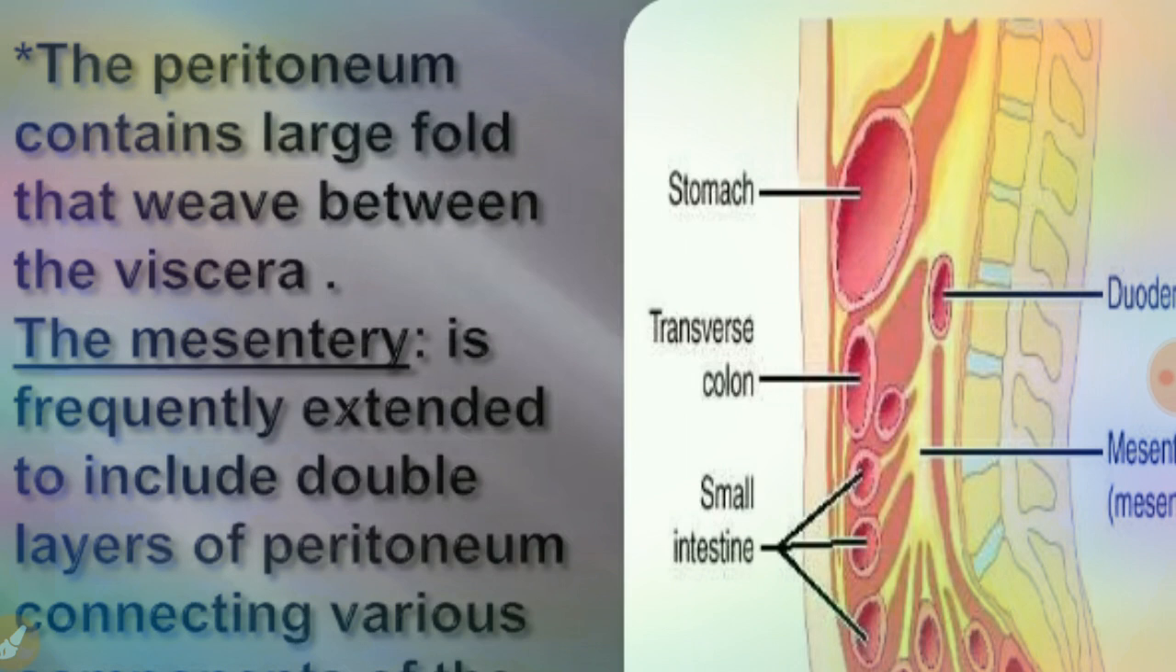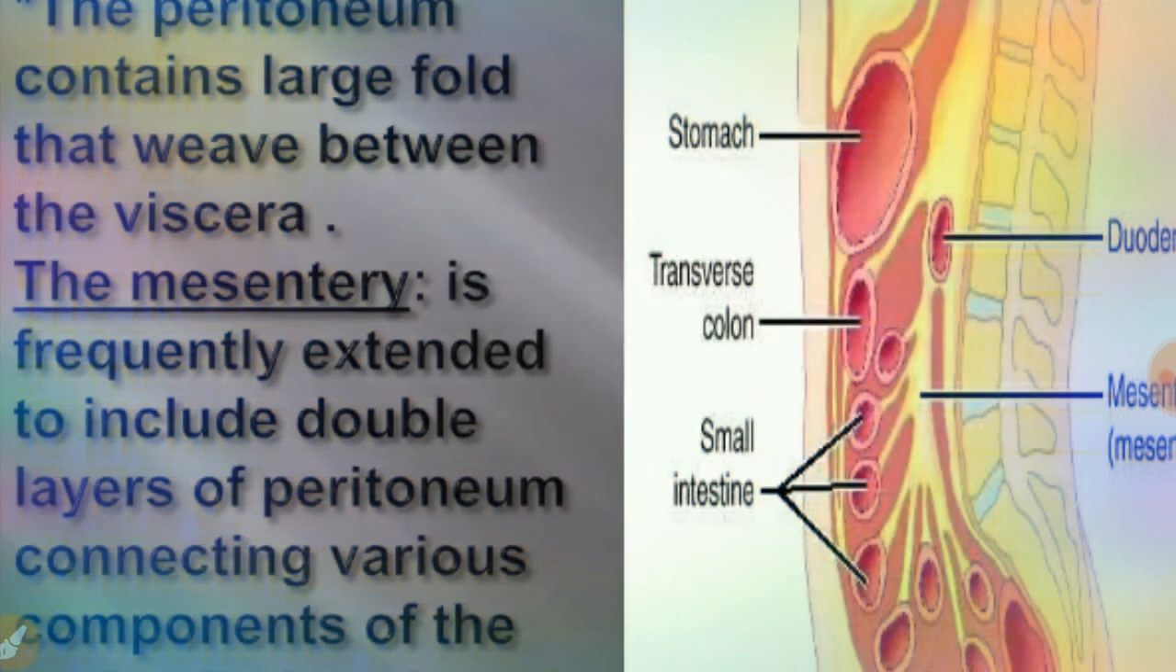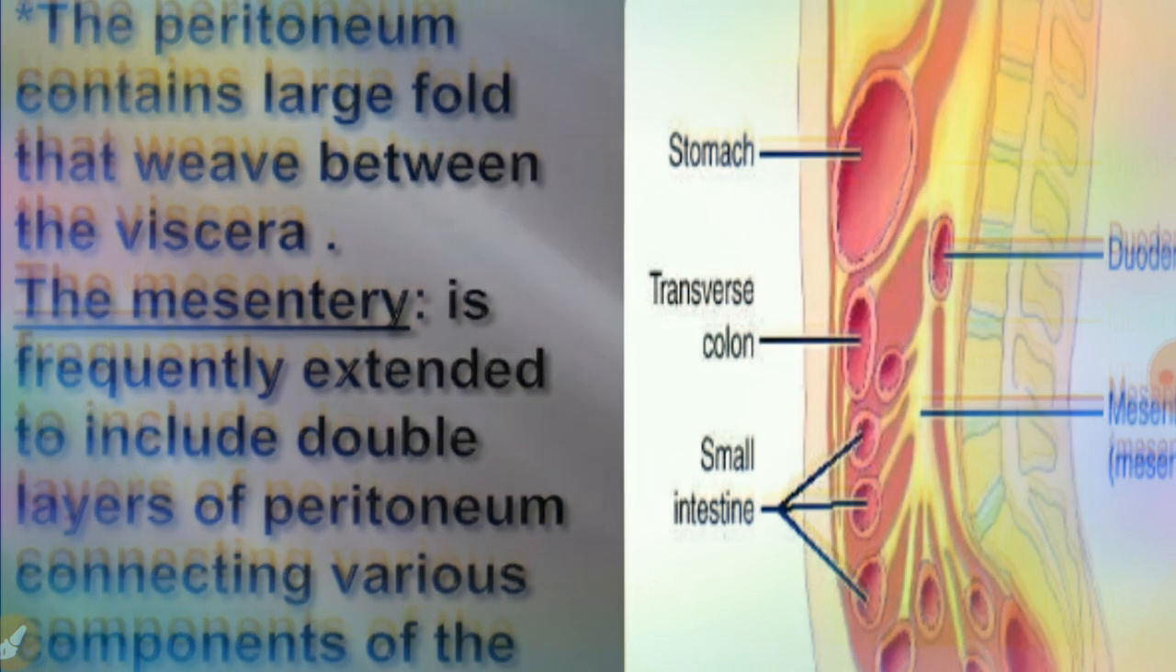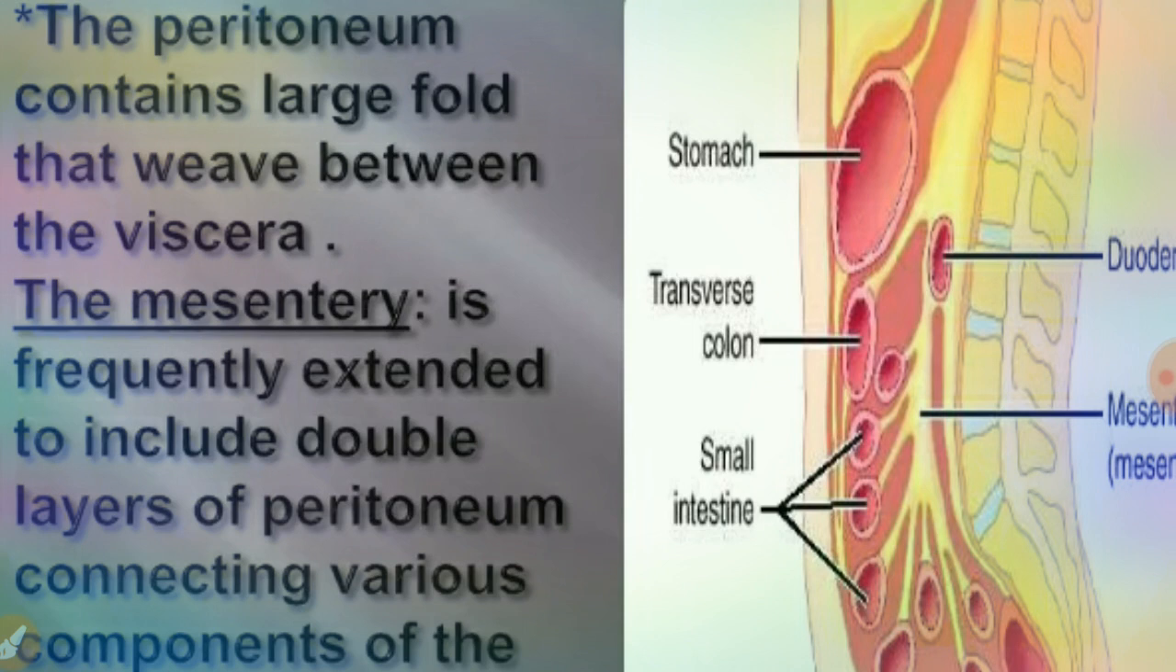The mesentery is also present over the peritoneum, frequently extended to include double layers of the peritoneum. Why does the mesentery include this? It connects the various components of the abdominal cavity.